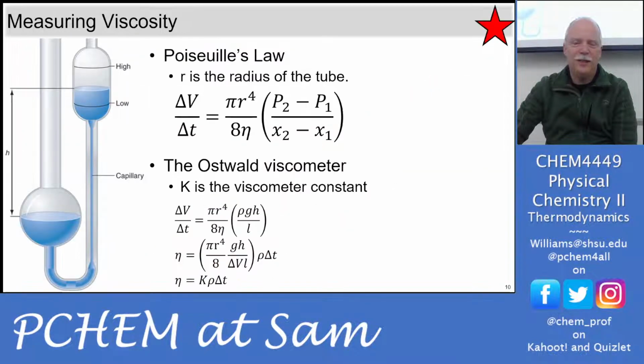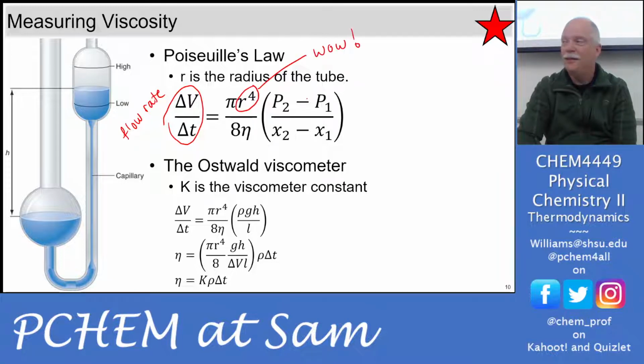Okay, here we are at Poiseuille's equation. And I just love this equation. It's so beautiful. So we have the flow rate here, volume per time. This is flow through a tube. And this is the big deal: it's radius to the fourth power. Wow.